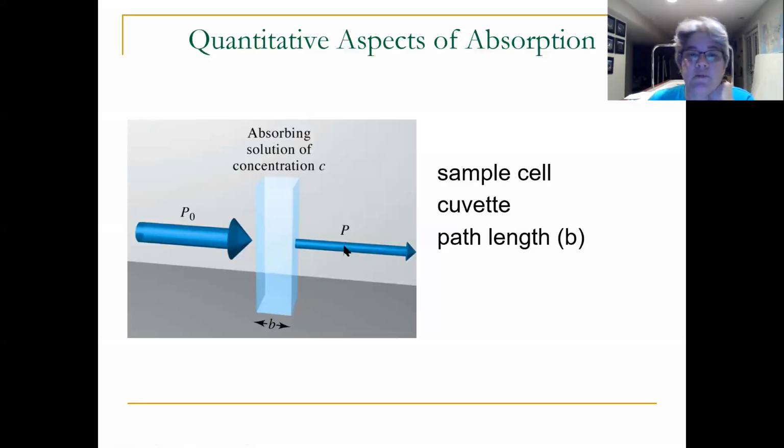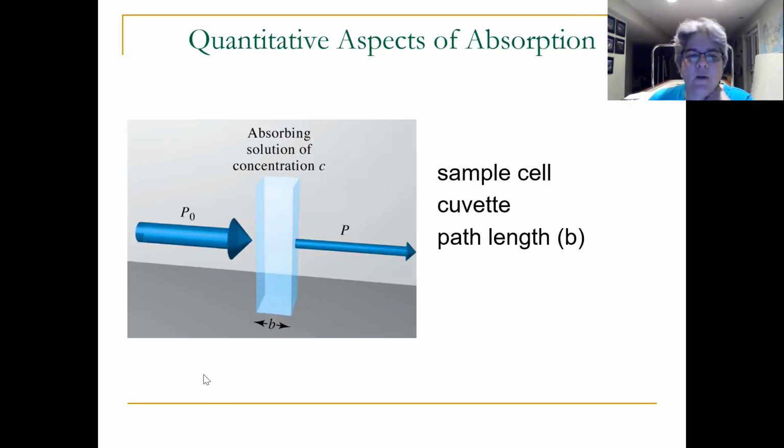Now, a couple of terms we use. The thing that holds your sample is called the sample cell. It's also called a cuvette. Often this is a piece of quartz or glass. And this distance, the size of the cuvette, is called the path length. We use the symbol b to indicate path length.